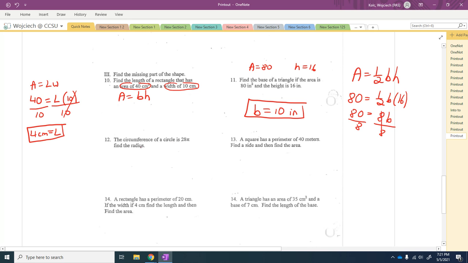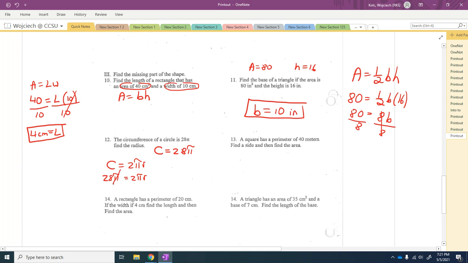Next question. The circumference of a circle is 28 pi. So circumference is equal to 28 pi. The question is, find the radius. Please remember the formula for circumference is 2 pi r. So C I will replace with 28 pi equals 2 pi r.